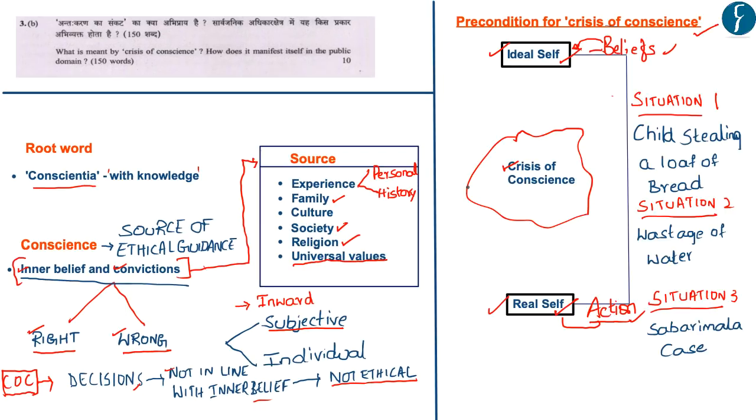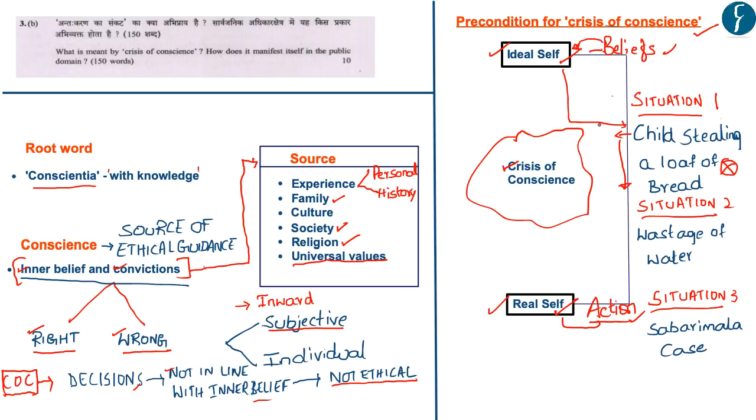Now, coming to illustrations of a state of crisis of conscience. In situation 1, a child stealing a loaf of bread does not result in a state of crisis of conscience for the child. This is because the beliefs or the conscience of the child is not well developed, and the child merely acts according to the situation. In this case, there is no repository of conscience for a child to guide ethical behavior, as the ideal self of the child is not well developed.